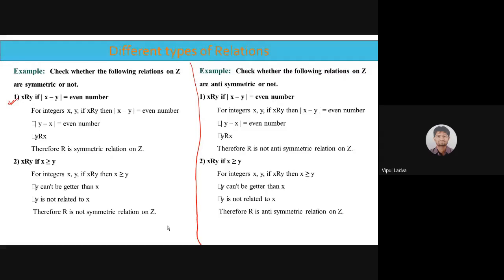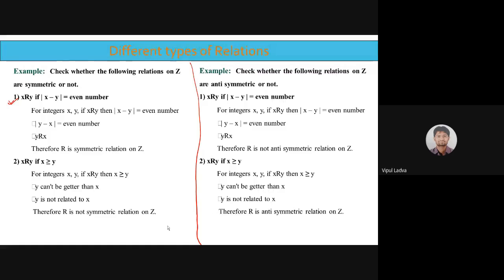How many of you are getting this? The first example is a symmetric relation. If there are two numbers whose subtraction, in absolute value, is an even number, then if you reverse the order it will be the same, because we are talking about the absolute value. When we are checking symmetricity, the definition comes with an if.